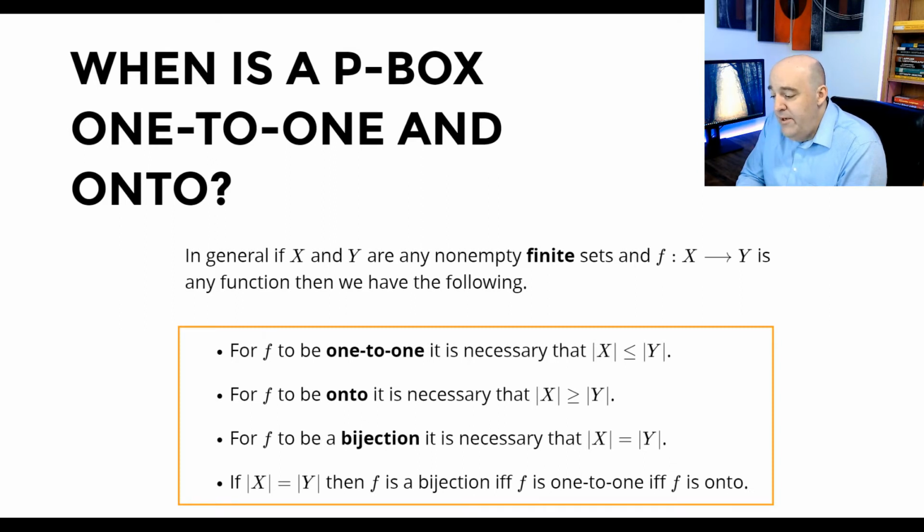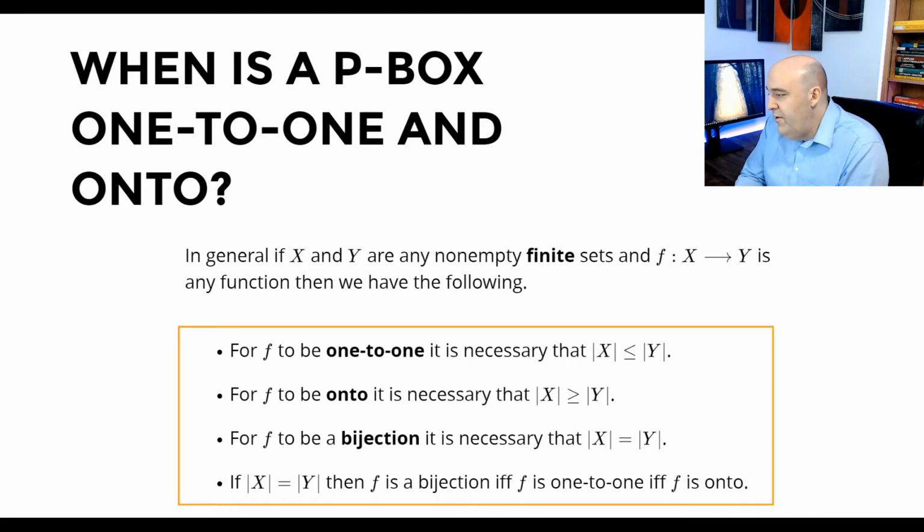And if f is a bijection with finite sets, we need those cardinalities to be the same, whatever that may be. But they have to have the same cardinality if we want any hope for f to be 1-to-1 and onto, which is the definition of a bijection, right? And let's say that we have the cardinality of x being equal to the cardinality of y. Then it's actually equivalent that f is a bijection, that f is onto, and that f is 1-to-1. Those are all if and only if statements there.